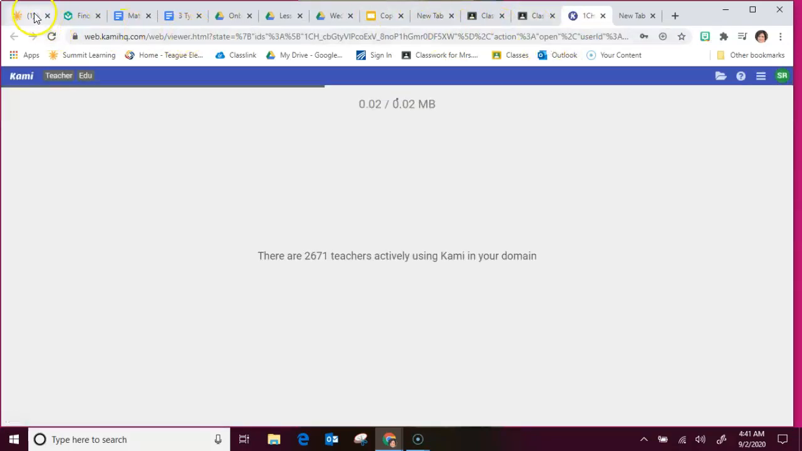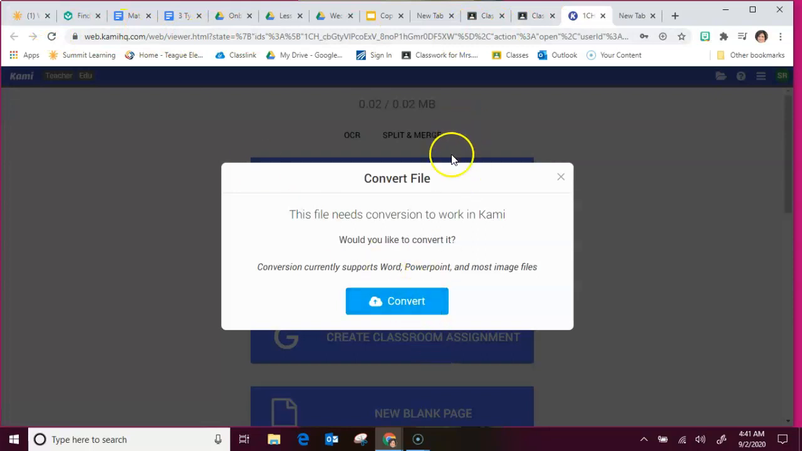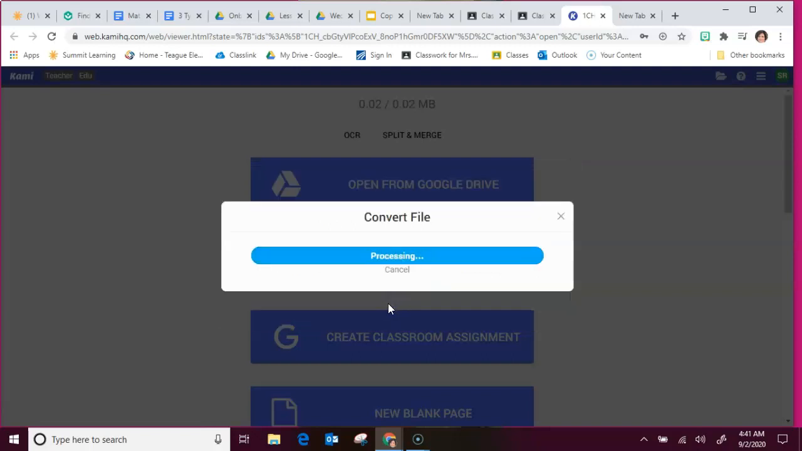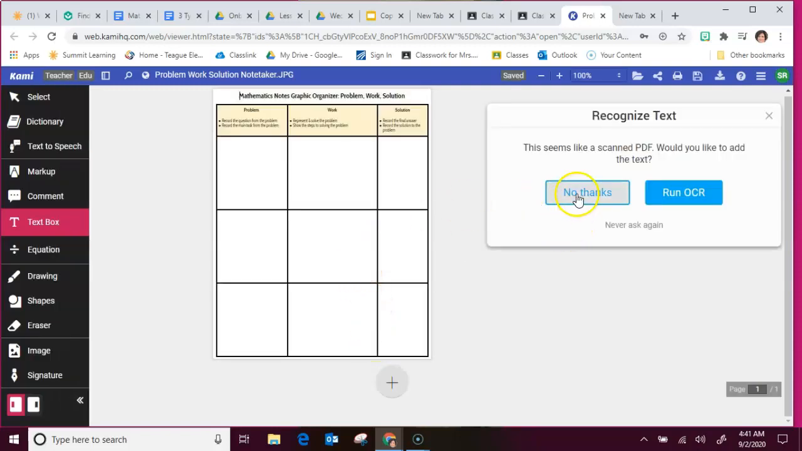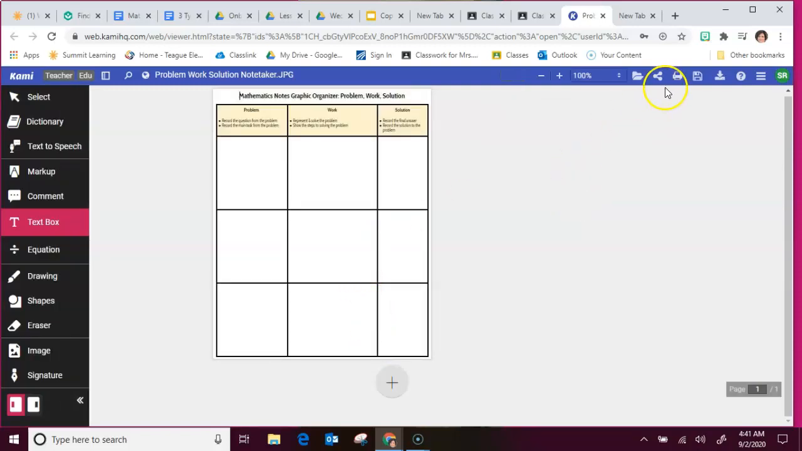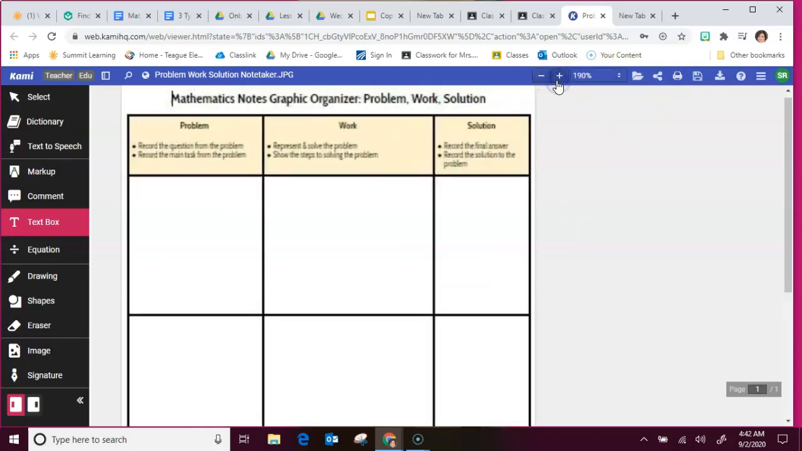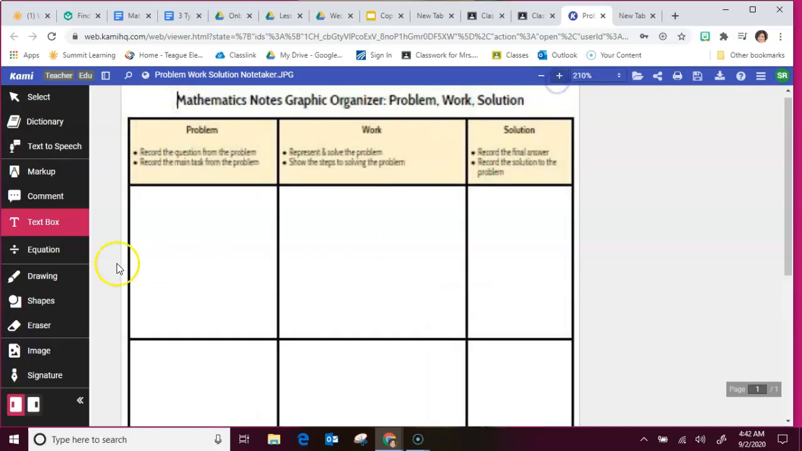It's probably going to ask you to convert the file on these note takers that I've put in. Anytime that pops up, just go ahead and say convert. That'll let you do it in Kami. Say no thanks to the recognized text. And I want to make this a little larger, okay? So now I'm going to put in a text box.